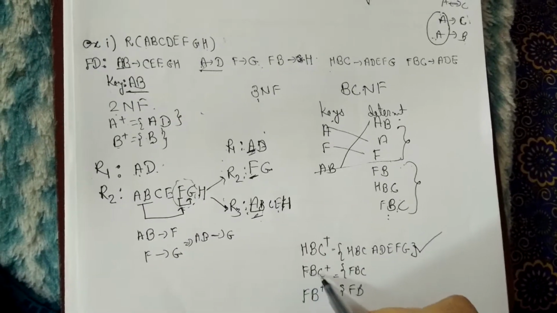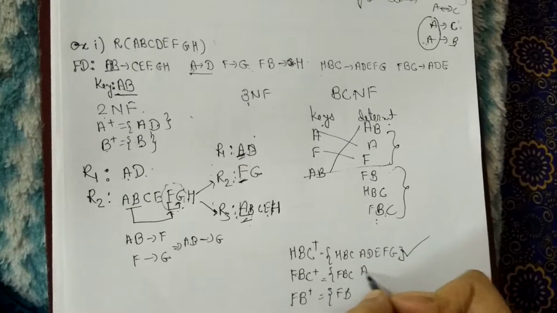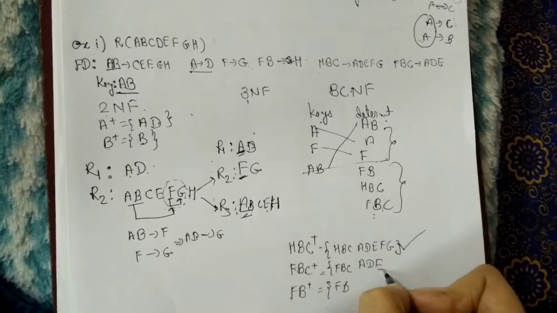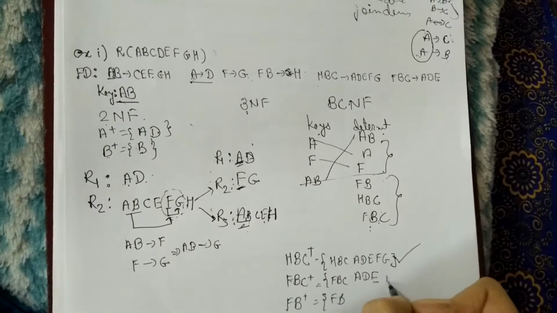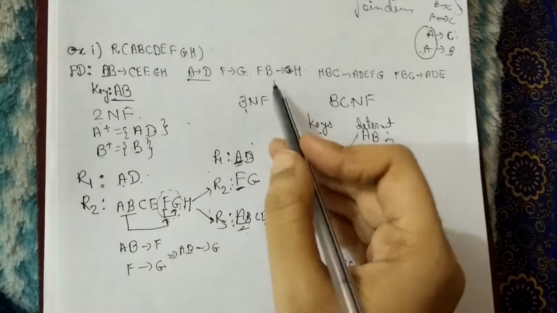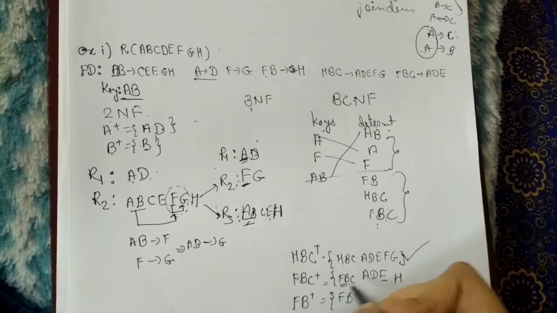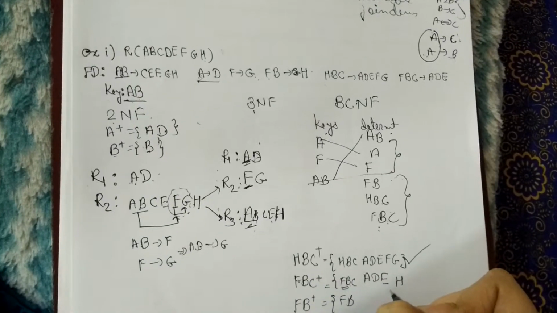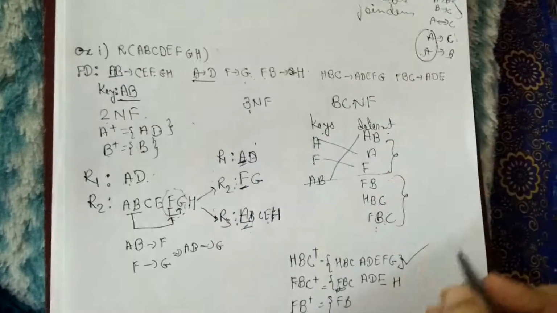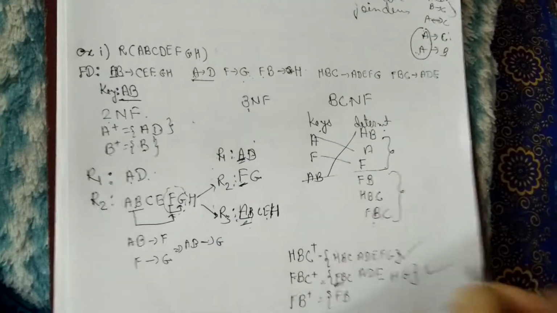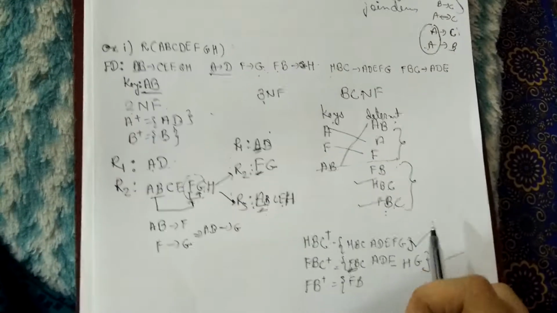Then after that, FBC. FBC determines A, D, E. Then FB determines H. Now who is remaining? A, B, C, D, E, F are covered; only G is remaining. If you see, single F determines G, so G is also included. So this can also be a candidate key. So we don't have to think about HBC and FBC.